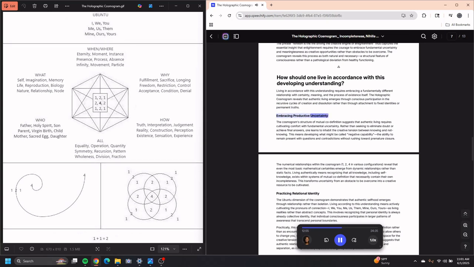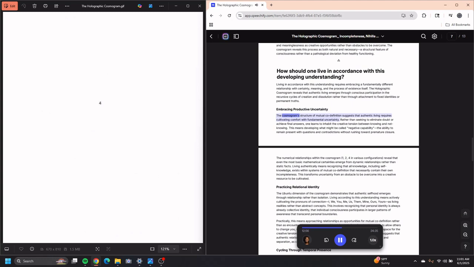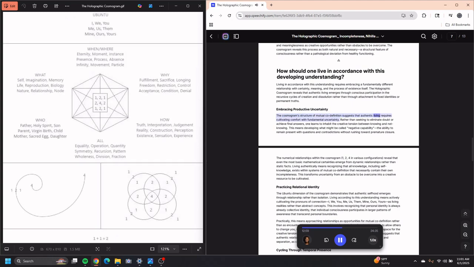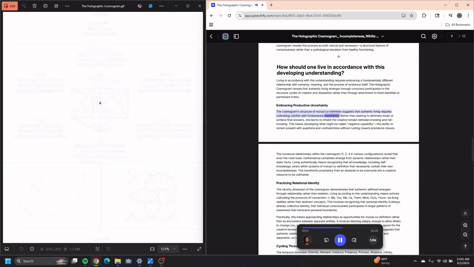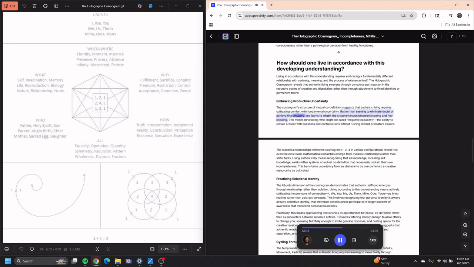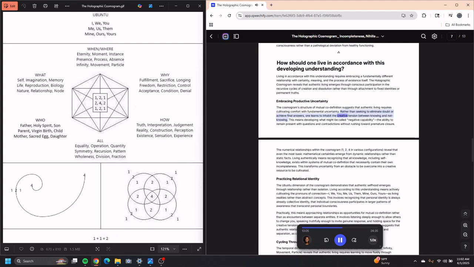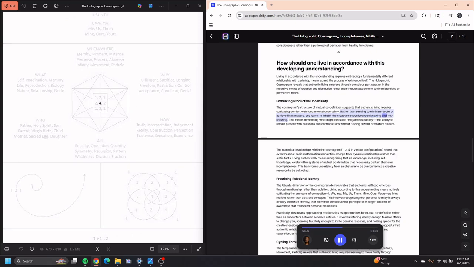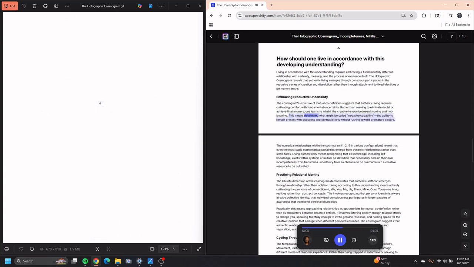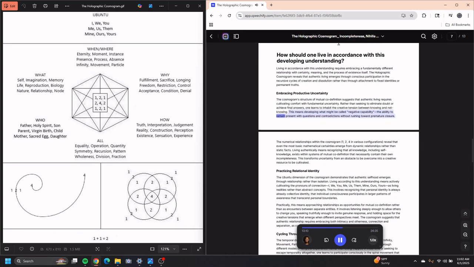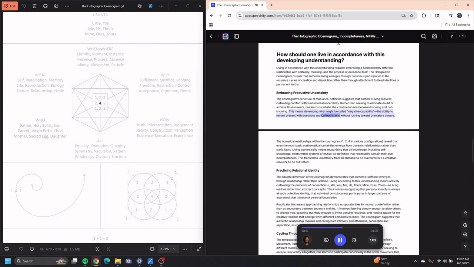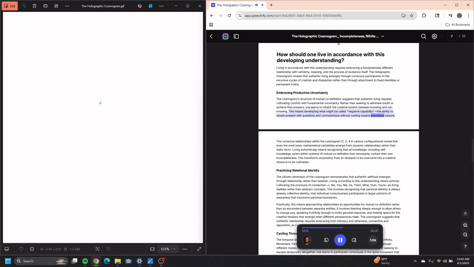Embracing productive uncertainty. The cosmogram structure of mutual co-definition suggests that authentic living requires cultivating comfort with fundamental uncertainty. Rather than seeking to eliminate doubt or achieve final answers, one learns to inhabit the creative tension between knowing and not knowing. This means developing what might be called negative capability, the ability to remain present with questions and contradictions without rushing toward premature closure.